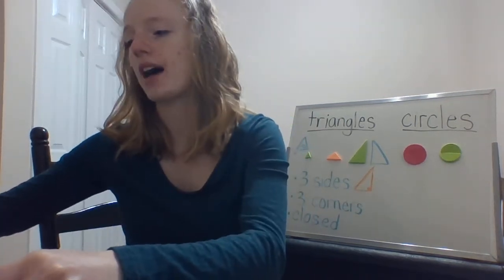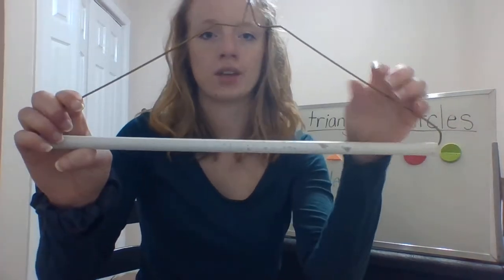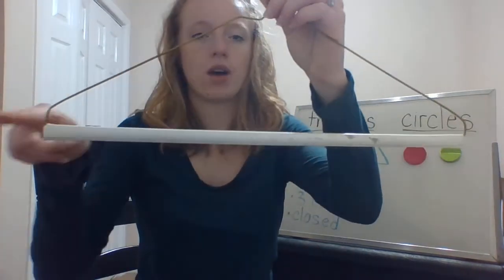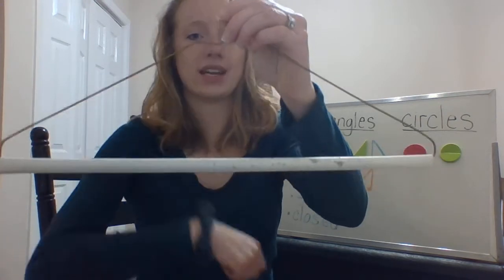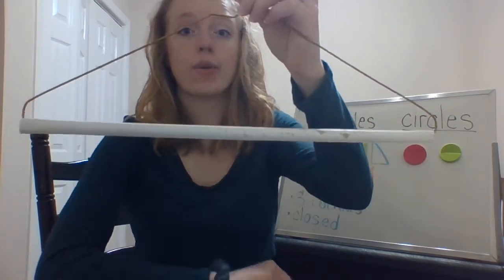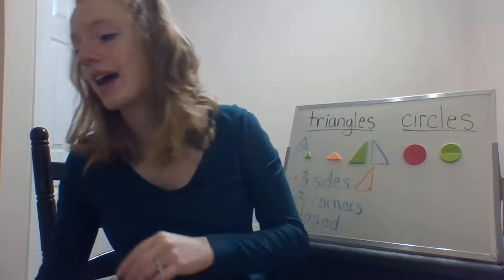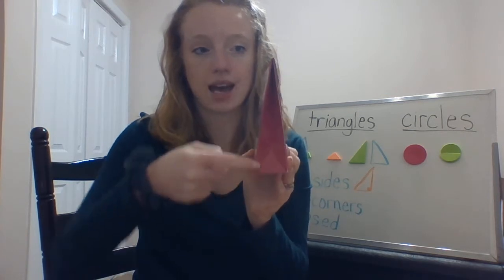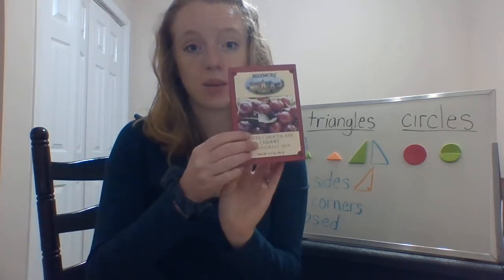I also found a clothes hanger. So this part of a clothes hanger is kind of like a triangle. 1, 2, 3 sides and 1, 2, 3 corners. And then the last thing I found was the side of something in my pantry.